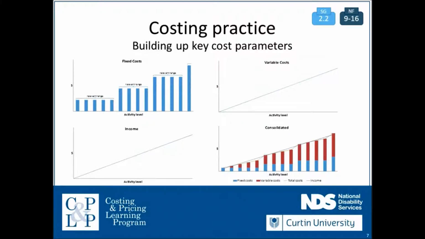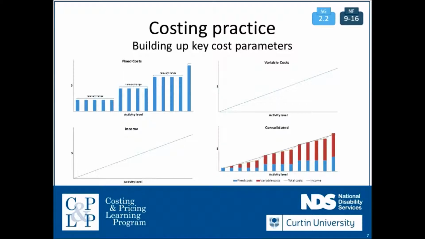Let's build up some costing, some key cost parameters. Cost classification is, as you know from the last webinar, a very important element of the ABC methodology. Understanding how costs behave is actually critical to achieving a costing outcome that's going to bear some semblance to the likely reality in the future for your organisation. If you don't get the costing right, of course, there's a significant problem associated with sustainability if you are not recovering costs or you don't understand what the true cost of service delivery is.